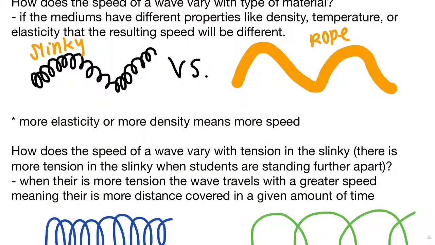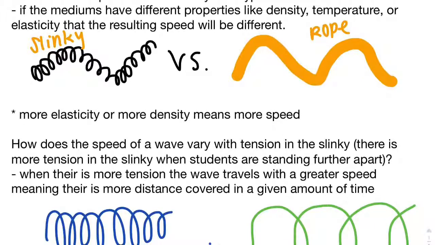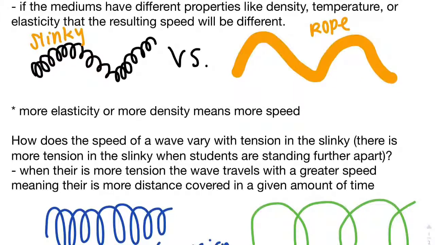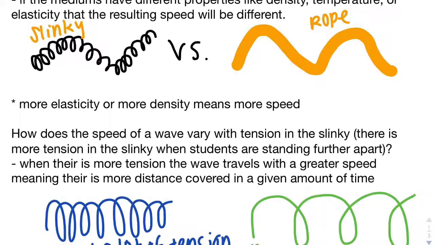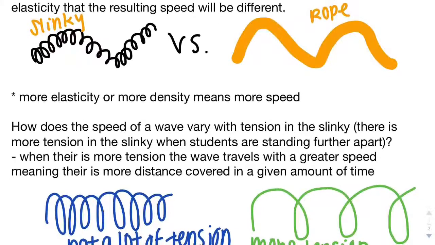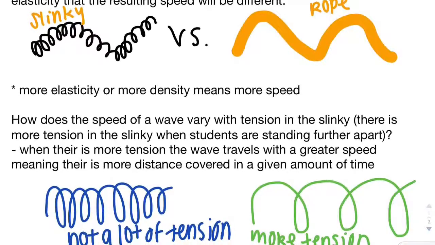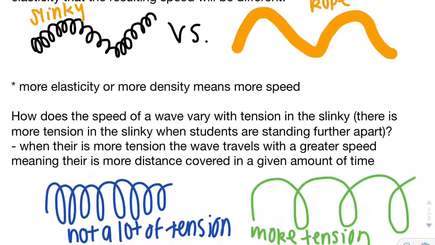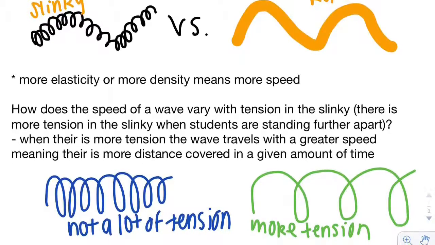So the speed of the wave varies with different types of mediums used, such as a rope and a slinky. Both of them have different density, temperature, and elasticity that affects how fast the wave travels through that medium. And the speed of the wave varies with the tension. When there's more tension, the wave travels with a greater horizontal speed, but when there's greater tension, it also has less amplitude.